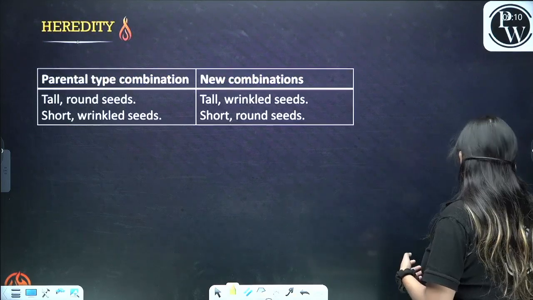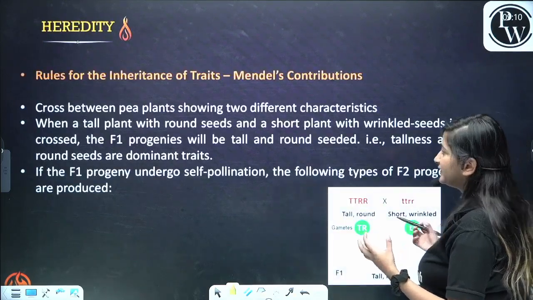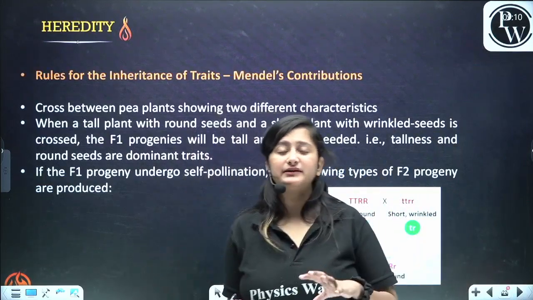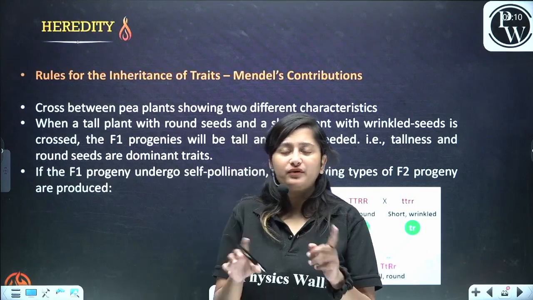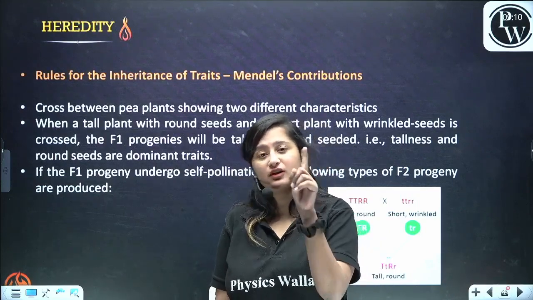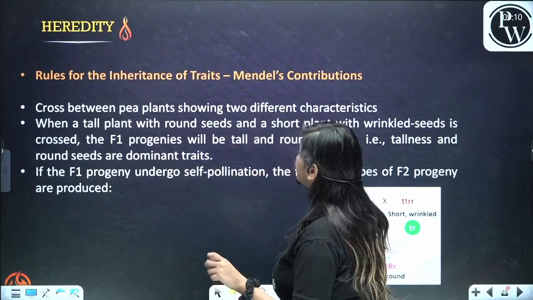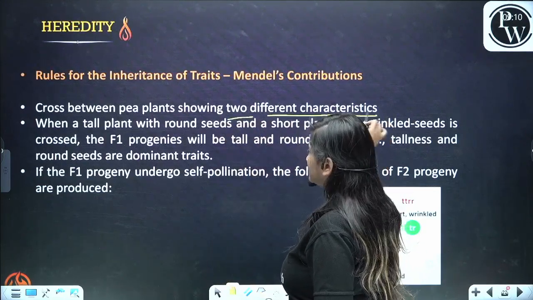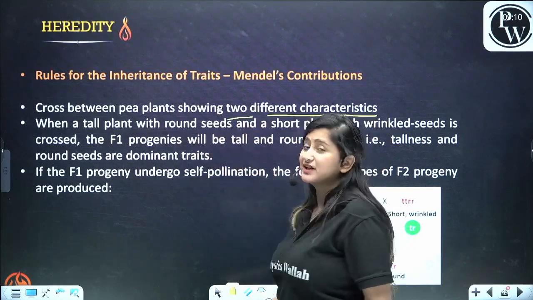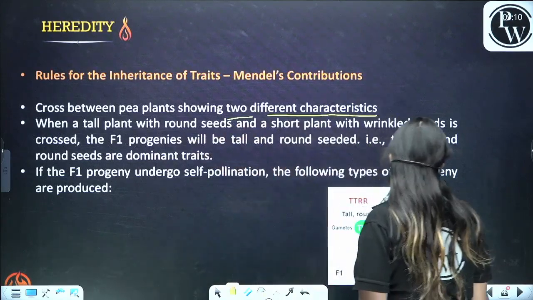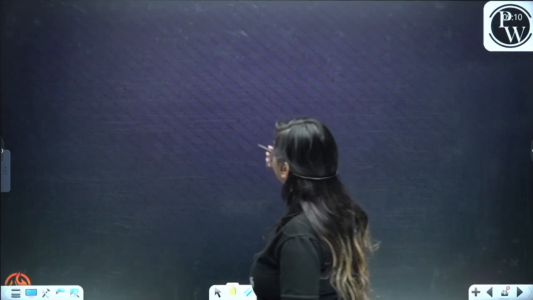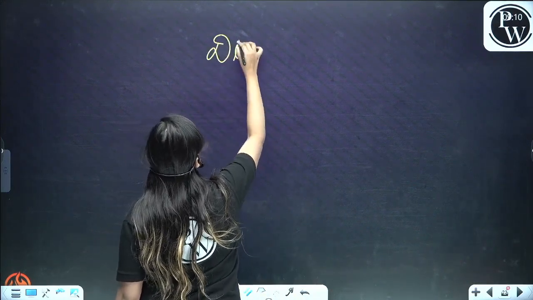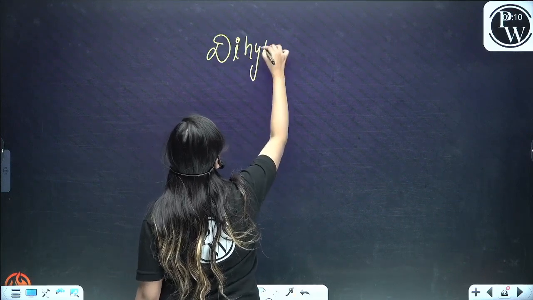Now what he has done, he said, okay, I know about it, that now I have taken only one characteristic feature at a time. Now, a cross between pea plants showing 2 different characteristics, like the tall plant with the round seeds. Now what is this? He has taken 2 characteristic features, that is known as a dihybrid cross.